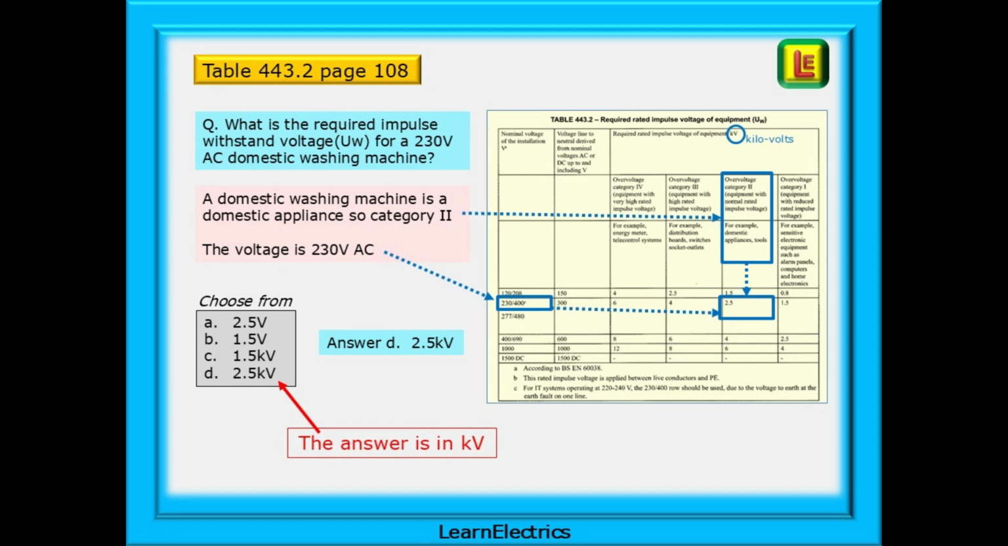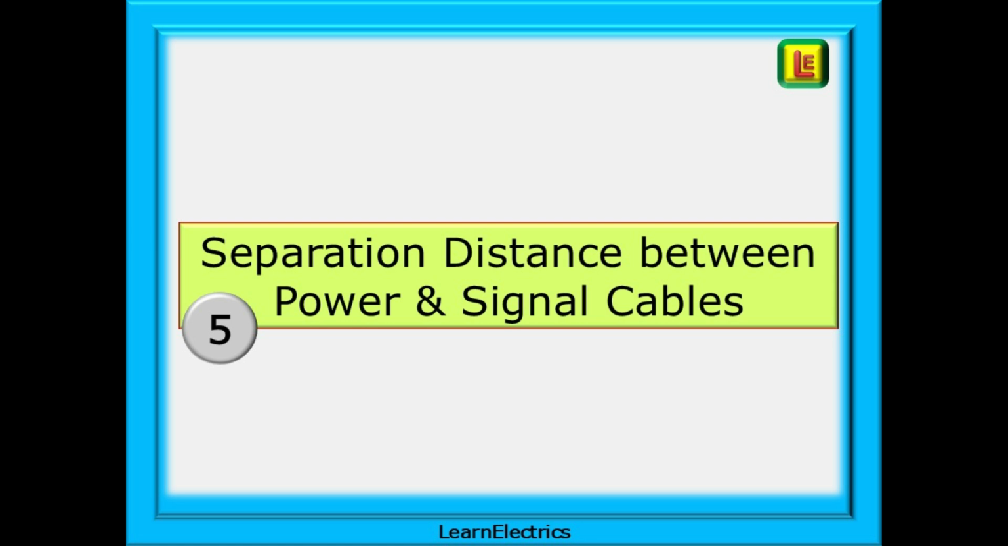The table shows 2.5, but 2.5 what? This is where some people go wrong. Look at the top of the table where it shows that all answers are in kilovolts, or kV, so choose answer D, 2.5 kilovolts. On to table 5, the separation distance between power and signal cables.